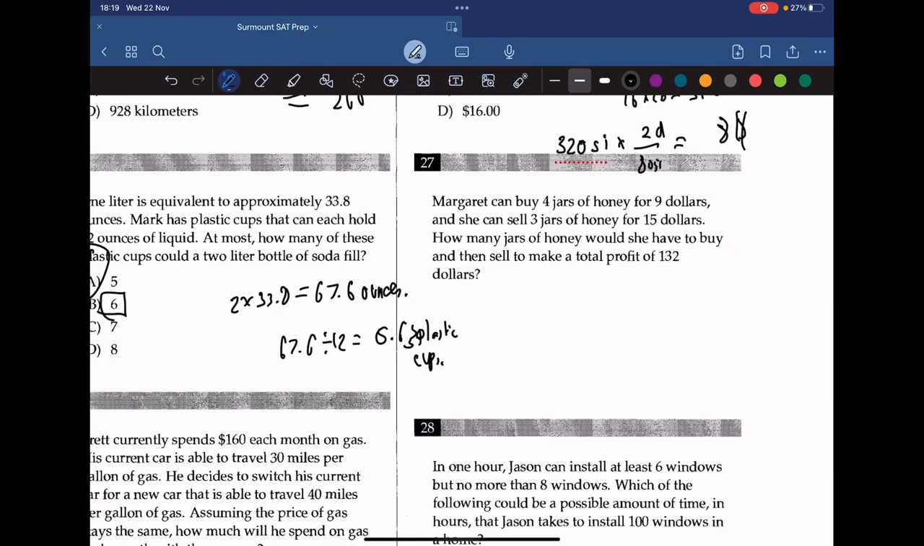Margaret can buy 4 jars of honey for $9, and she can sell 3 jars of honey for $15. How many jars of honey would she have to buy and then sell to make a total profit of $132?